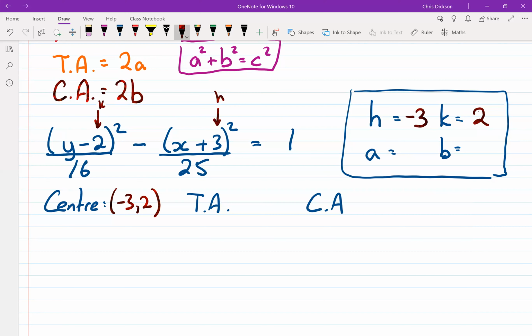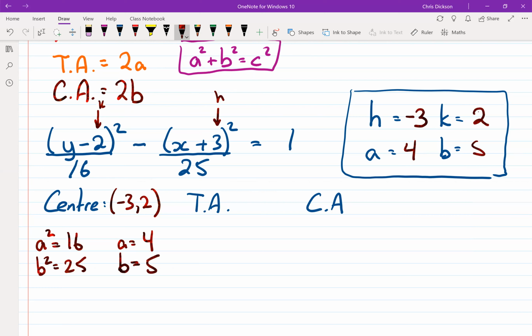My transverse axes, now I got to be careful here not to confuse this with major and minor axes, because if I was looking at an ellipse, I'd be looking for the bigger number for the major. But to get the A value, I need to be looking at the term that's positive here. So my Y value is positive, which means that A squared is equal to 16. Which means the A value would be equal to 4. And then my B value would be related, sorry, to the term that's negative, which is the X term. So I need to look at the B squared value being 25, which means my B value is 5 here.